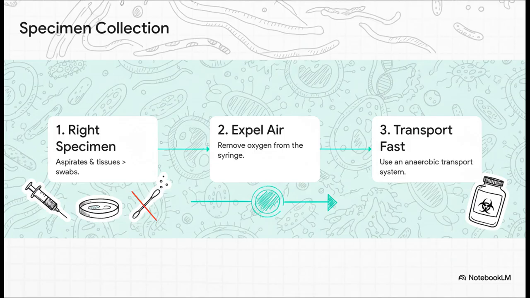And that starts with a perfect pre-analytical phase. It means we have to advocate for high-quality specimens, aspirates or tissues, not swabs, and make sure clinicians are using proper anaerobic collection and transport systems to keep these oxygen-hating bugs alive on their trip to our lab.